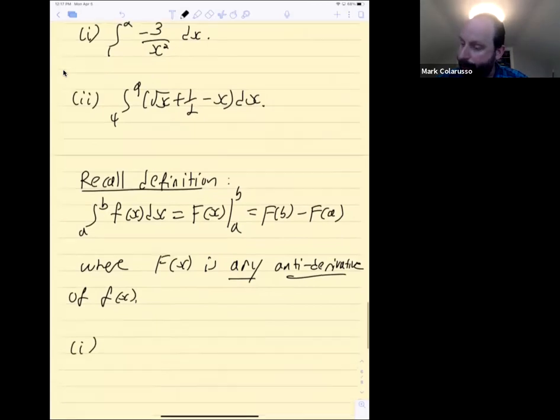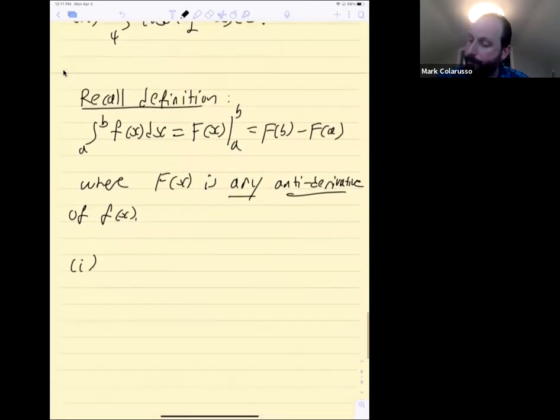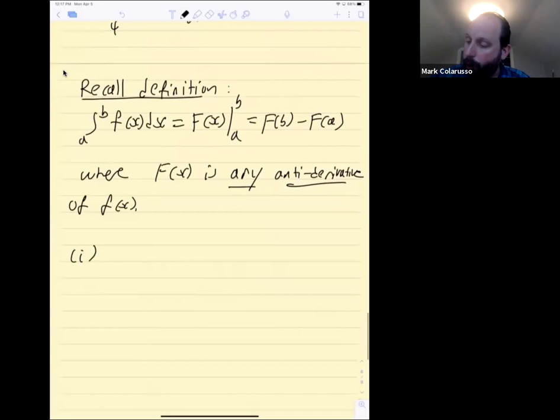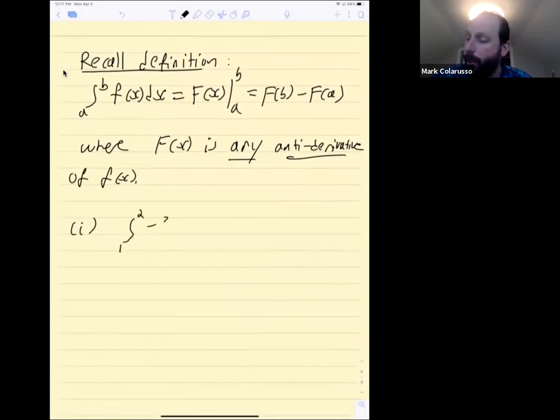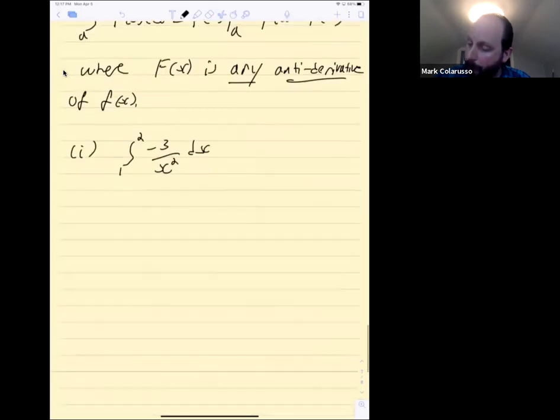So the first one, the integral from 1 to 2 of minus 3 over x squared dx. So you pull out the -3. That's the constant multiple rule, just like we had before. So I can put that in parentheses in the margin.